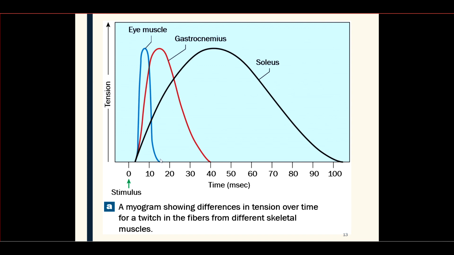Our eye muscles move very, very rapidly, where the gastrocnemius in the calf, that big muscle in the back of your calf, has a longer one. This one goes about, say, 40. And then the soleus muscle goes like about 100, over 100 milliseconds. So each muscle has a different characteristic twitch contraction. You don't have to memorize this. I just want to show you that not all twitch contractions in each muscle are going to be the same.